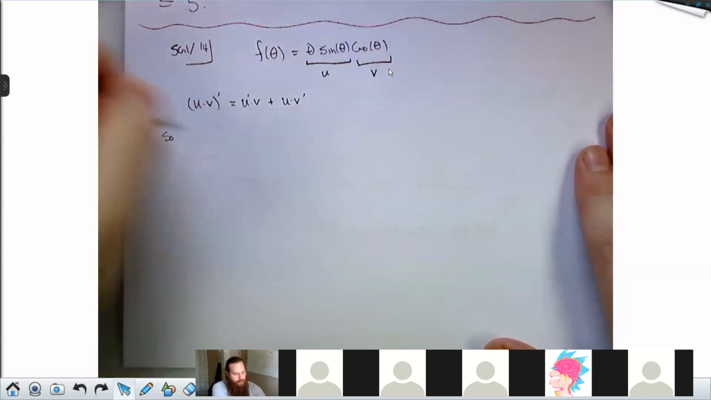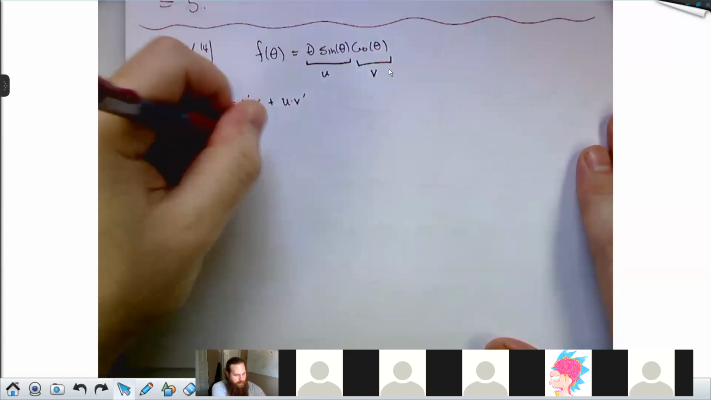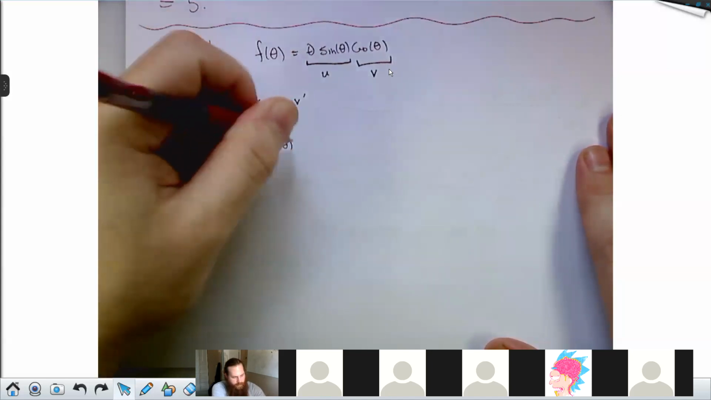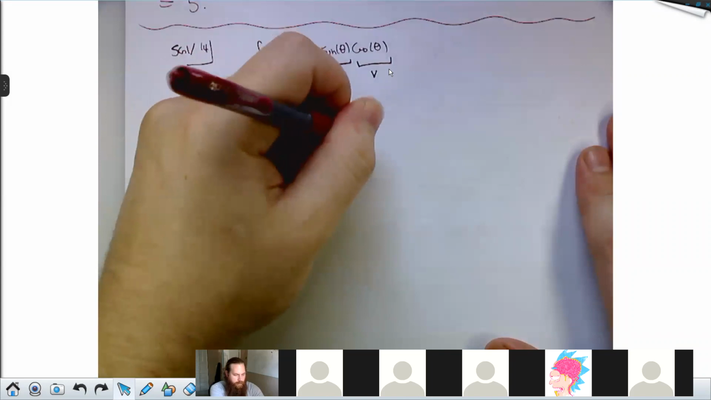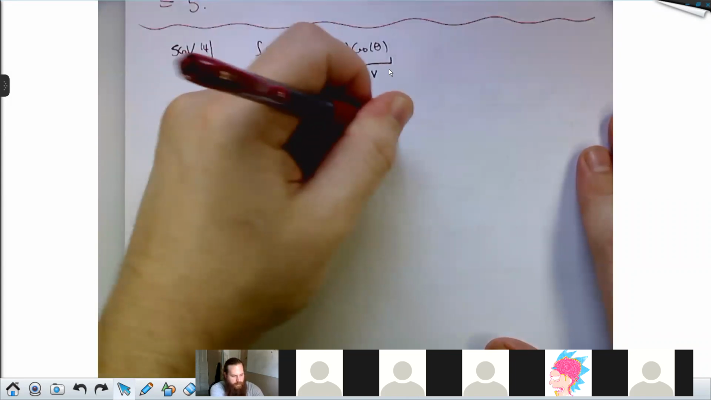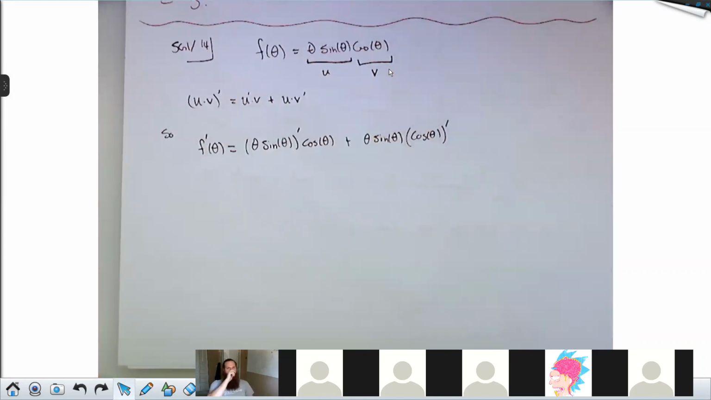So here, f primed of theta should be theta sine theta primed times cos theta plus theta sine theta times cos theta primed. Okay. U prime times V plus U times V primed. This piece is not hard to deal with because I just have to differentiate cosine. But this piece is a little tricky because it on its own requires the product rule. So this is a product rule within a product rule.